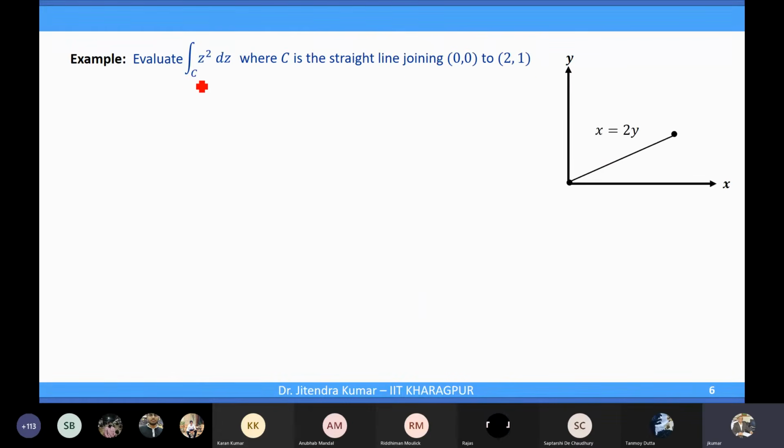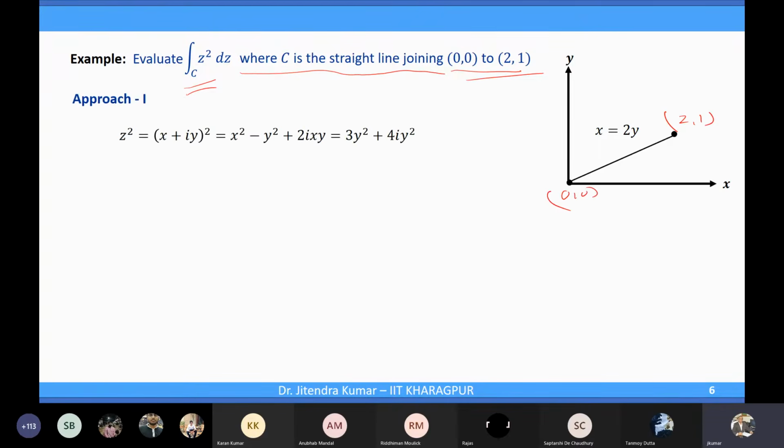So, for example, we want to evaluate this where C is the straight line joining 0, 0 to 2, 1. It's a simple case. The approach one will be that I don't want to convert to any parametric form, but work directly in terms of x, y, because we know the equation, x is equal to 2y. Then you have z squared, the integrand, in terms of x plus iy, then you have the u dx and v dy form, and then dz is also dx plus i dy.